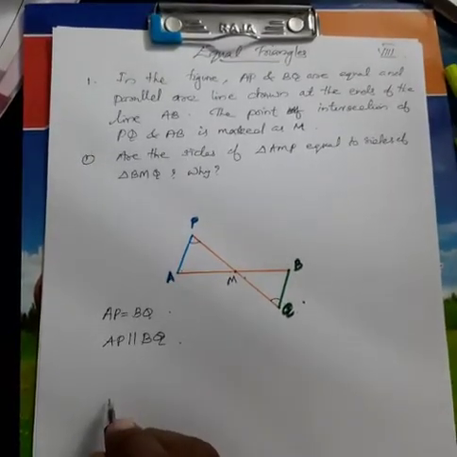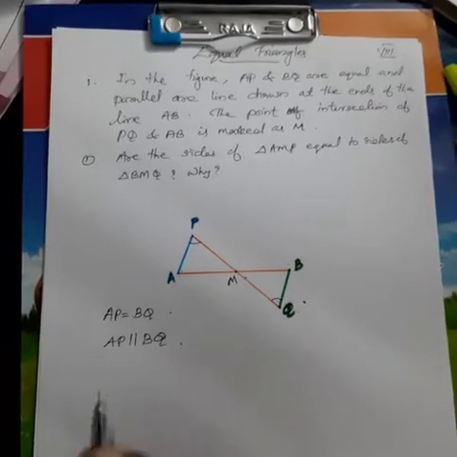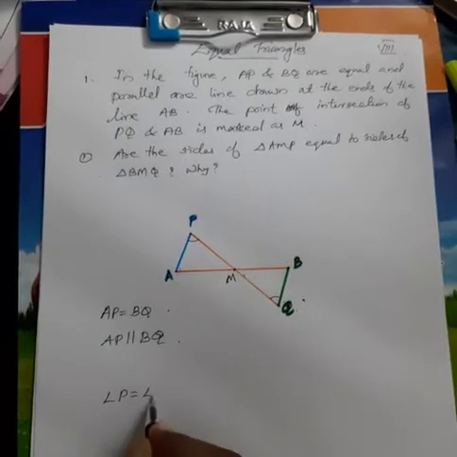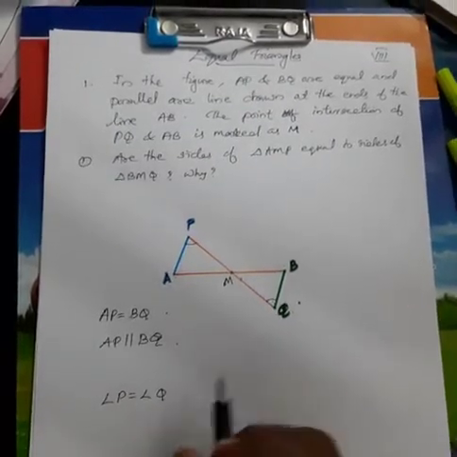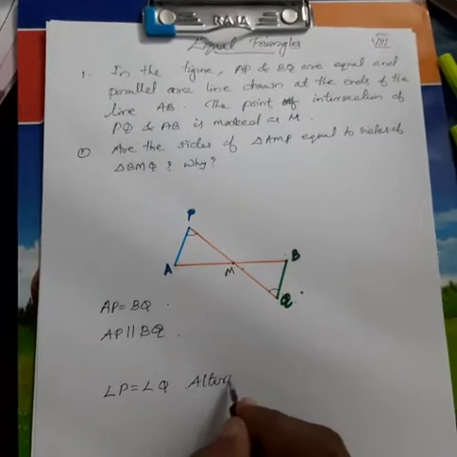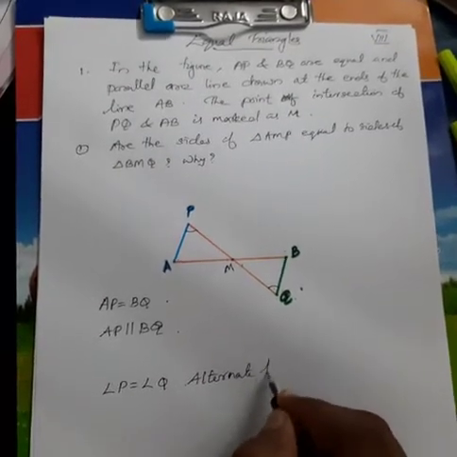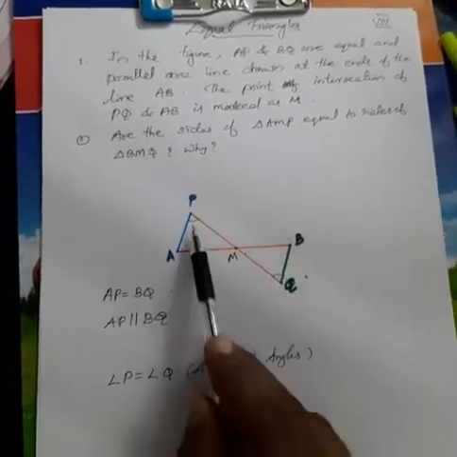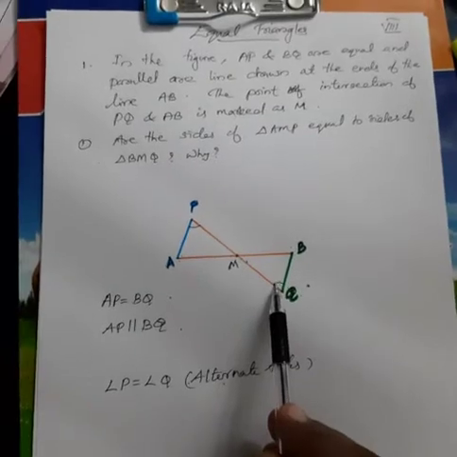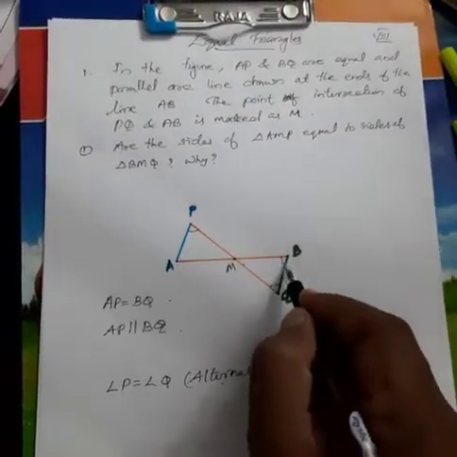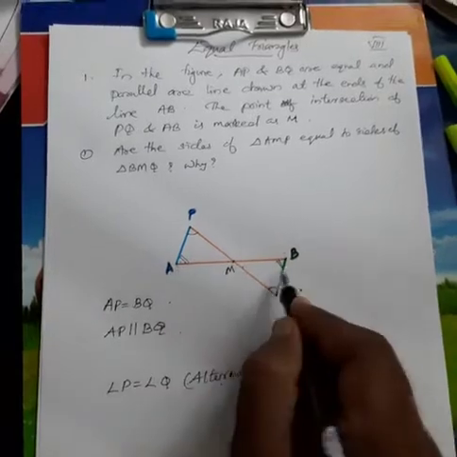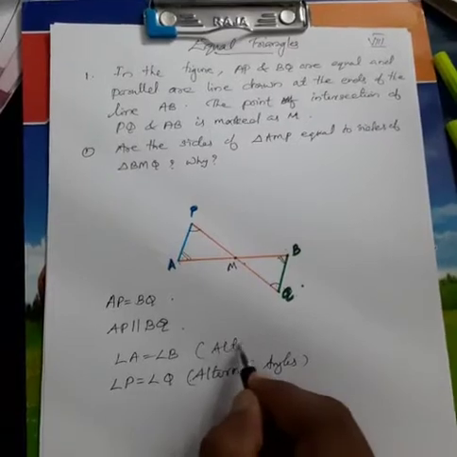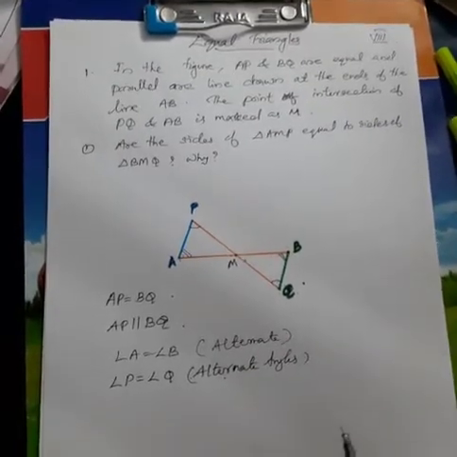So angle P is equal to angle Q. Why are they equal? They are alternate angles, because these are the two parallel lines and these are the alternate angles. Again, you got one more pair of alternate angles here. Angle A is equal to angle B. They are also alternate angles.